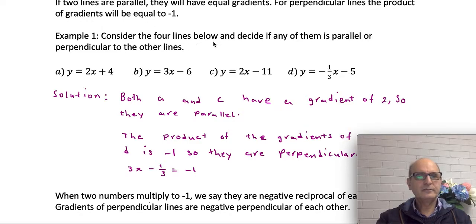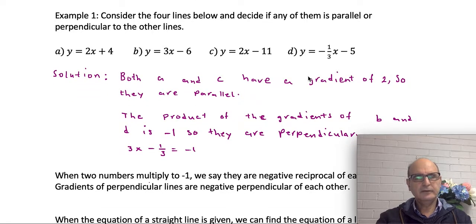Consider the four lines below and decide if any of them is parallel or perpendicular to the other lines. Whenever we are talking about lines, we mean straight lines. A is y equal to 2x plus 4, B is y equal to 3x minus 6, C is y equal to 2x minus 11, and D is y equal to minus 1/3 x minus 5. So we have four equations here, and we want to see if any of them are parallel or perpendicular to any other one.